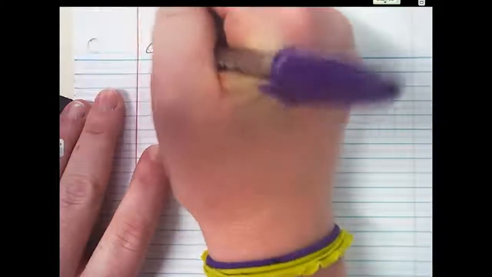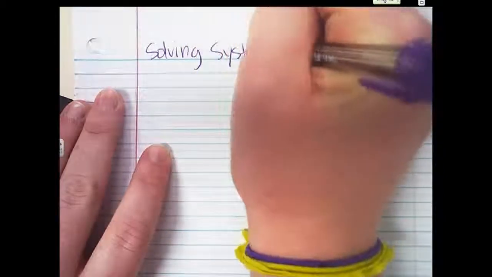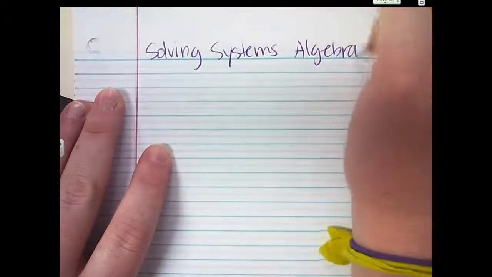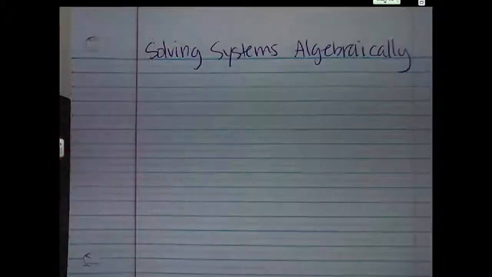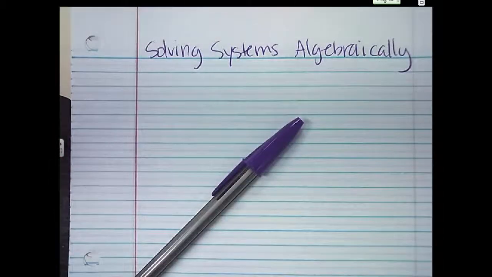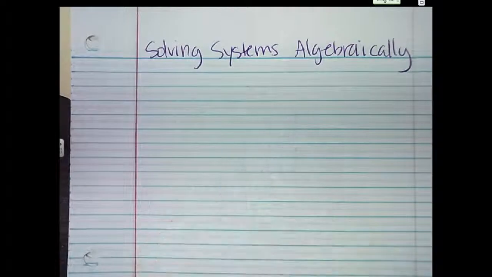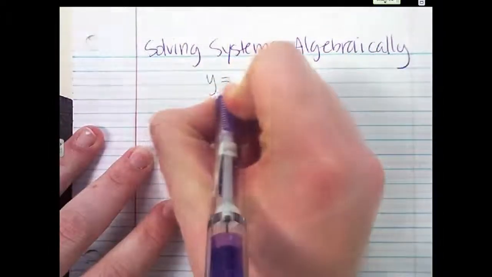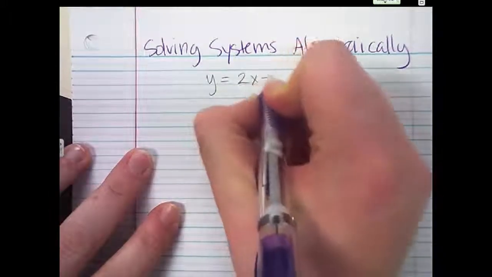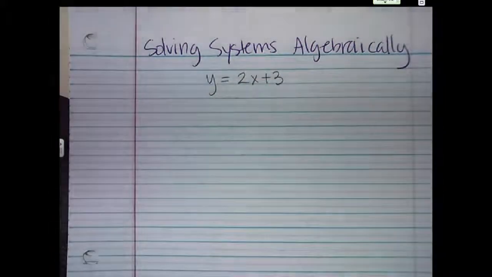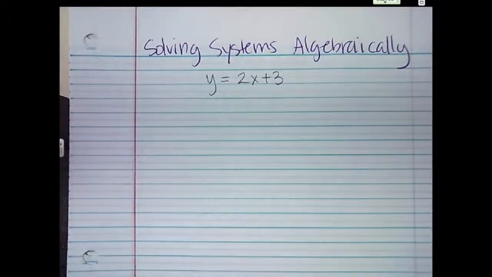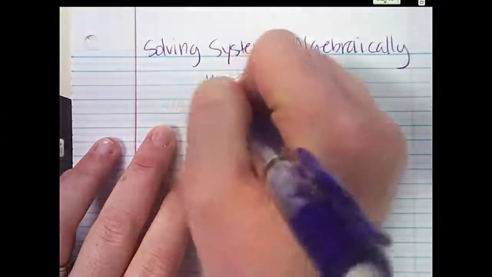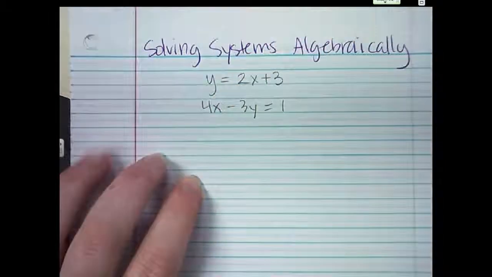So we are solving systems algebraically. All right, so y equals 2x plus 3 and 4x minus 3y equals 1.